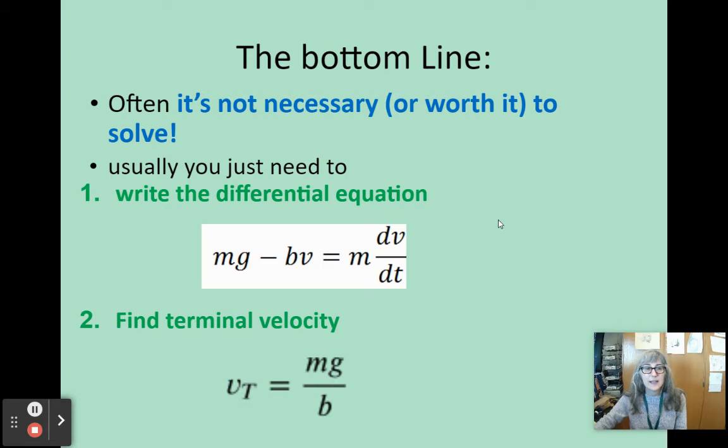So the bottom line is that often it's not necessary or worth it to solve these things. A reminder that if you can get 70% of the points on your AP exam, you've got a 5. So you don't need to necessarily spend a lot of time solving this differential equation. I will go through how to do that, so if you have time and want to do that, you can, but I'm going to show you the things that are going to get you the most points and probably 70% at least of the points on this problem.